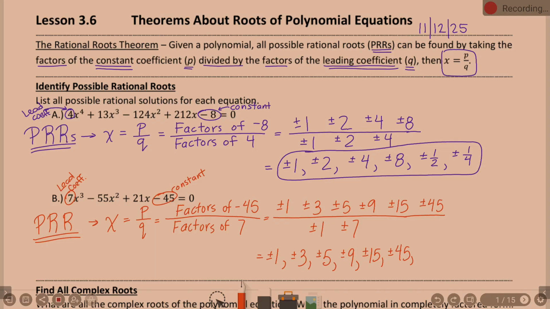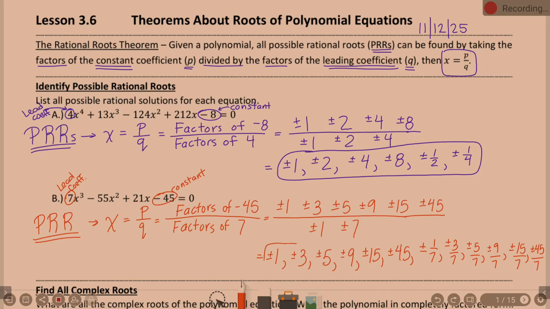Okay. Did you guys finish this? I gave you directions this time, yes? My nosy class, right? Okay, what do we have? 1/7, 3/7, 5/7, 9/7, 15/7, and 45/7. All of those with what in front of them? Plus or minus, yes? I got lazy and didn't say it, but okay.